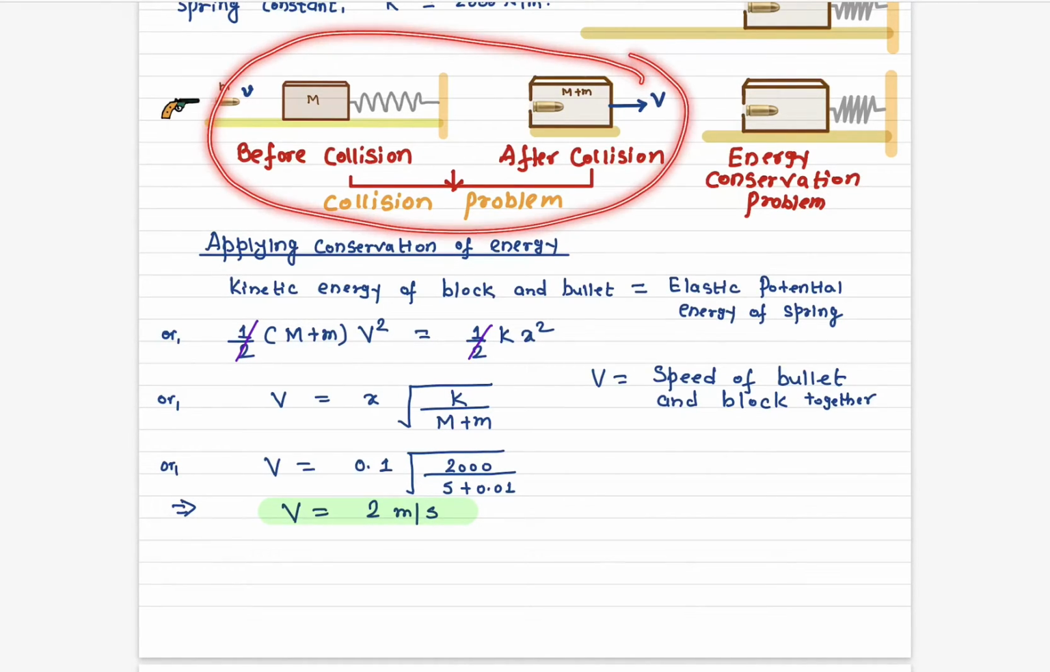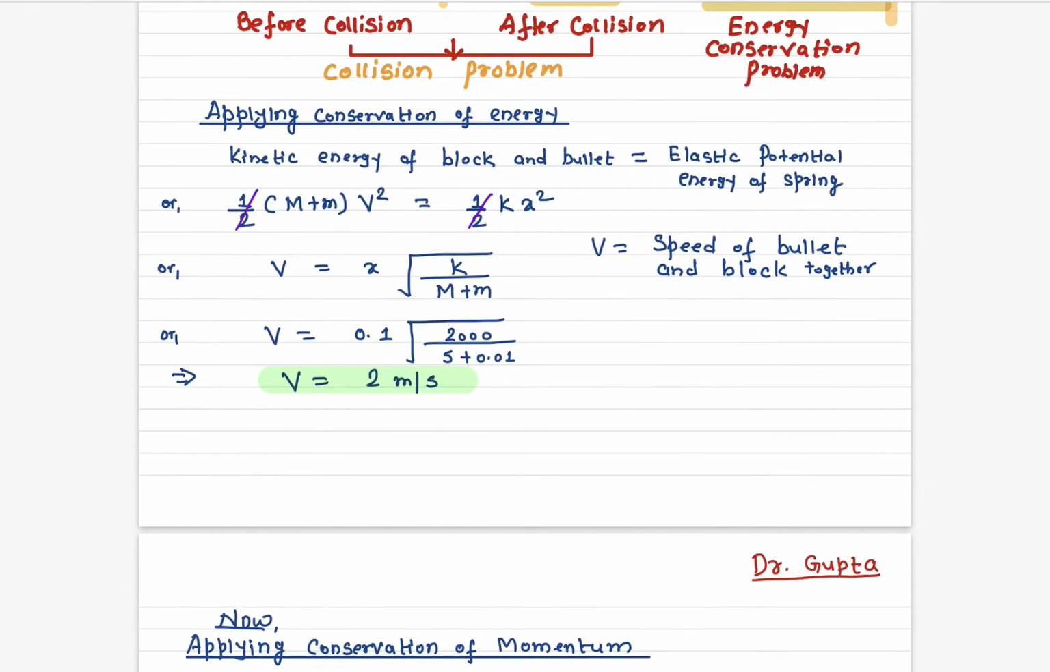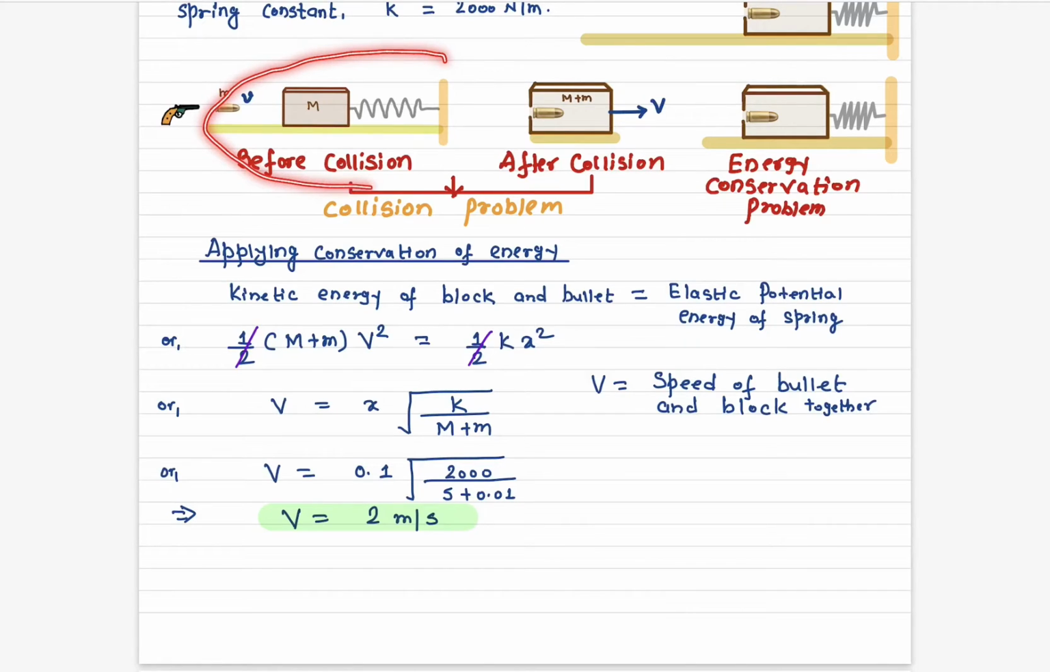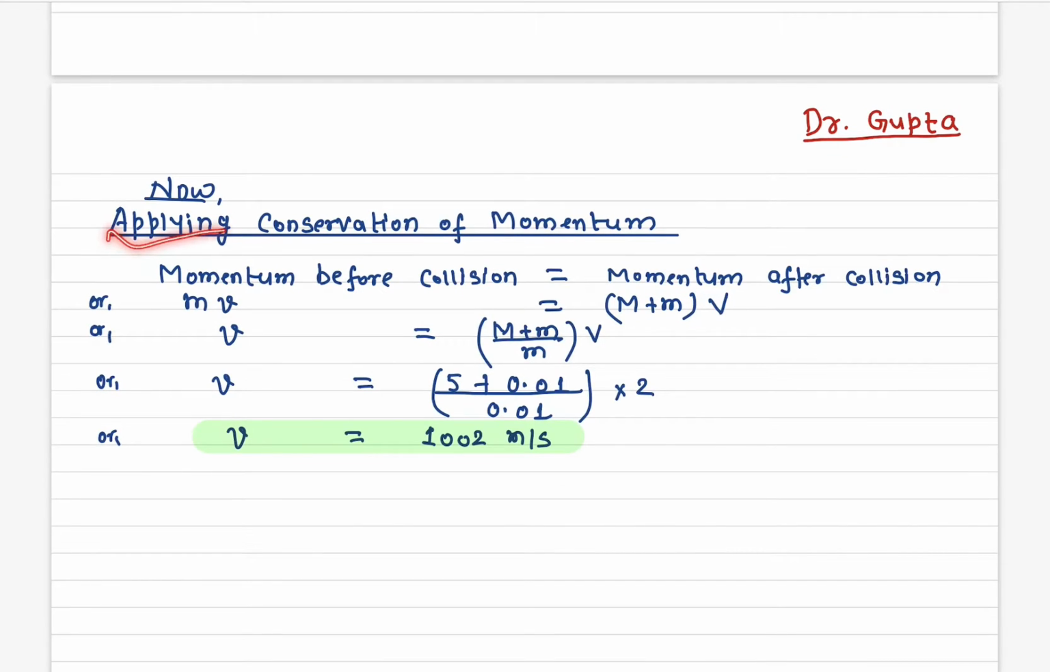Now take a look into this problem. So this is a complete inelastic collision problem. So we now go back and solve this collision problem. We know that in any collision the total momentum is always conserved. It always remains conserved. So that means the total momentum before collision has to be equal to the total momentum after collision. So we are applying the conservation of momentum: momentum before collision and momentum after collision.